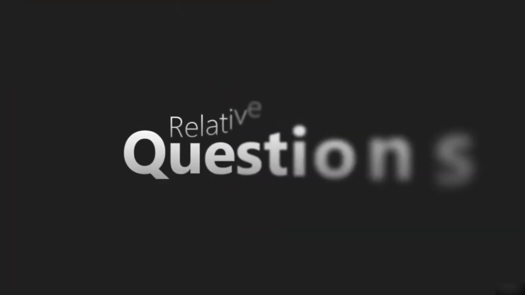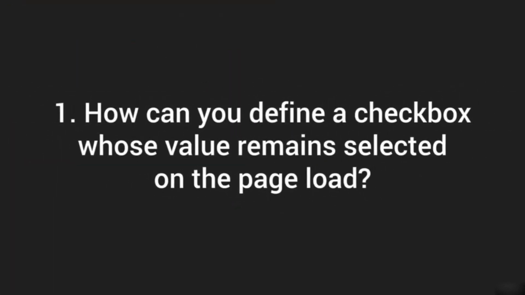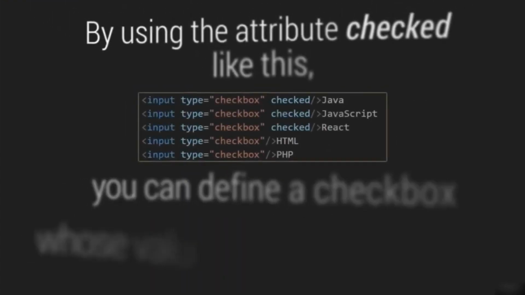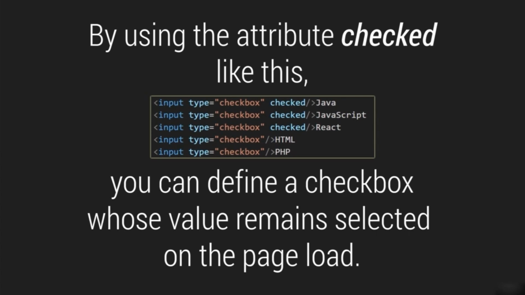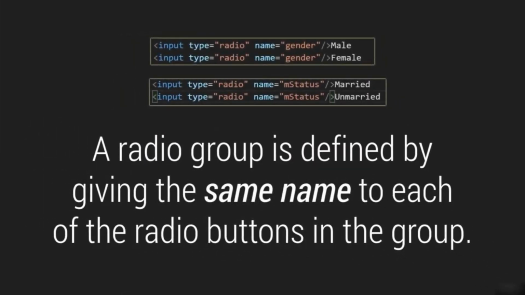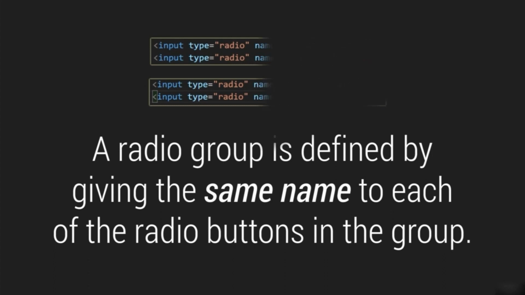Now let's talk about related questions. So how can you define a checkbox whose value remains selected on the page load? By using the attribute checked, you can achieve this, as we have seen in this example. The second question is, what is radio grouping? So a radio group is basically giving the same name to multiple options, and if you give the same name, that means out of those radios, the user is allowed to select only one. The rest of the radios from the same group will be automatically deselected.